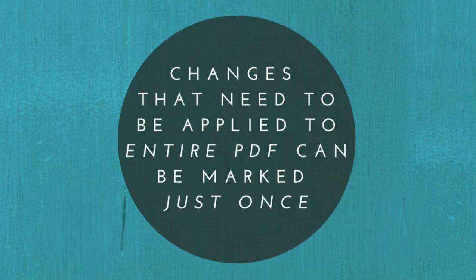Number 4, changes that need to be applied to the entire draft PDF can be marked up just once, and we talked about this in the video. So if, for example, you want the font of all your title headers to be changed throughout the book, you just need to make that revision request on Chapter 1 with a note that it needs to be made everywhere.